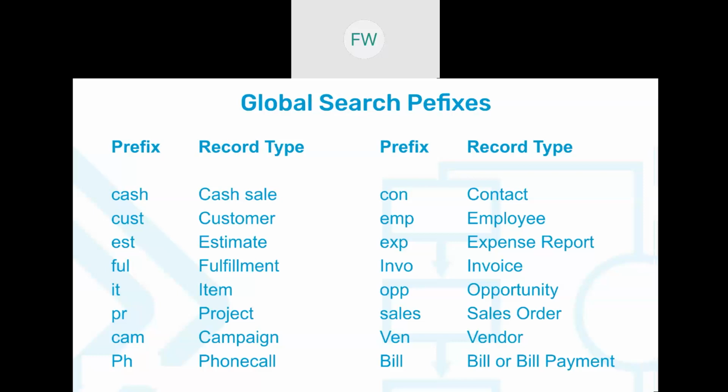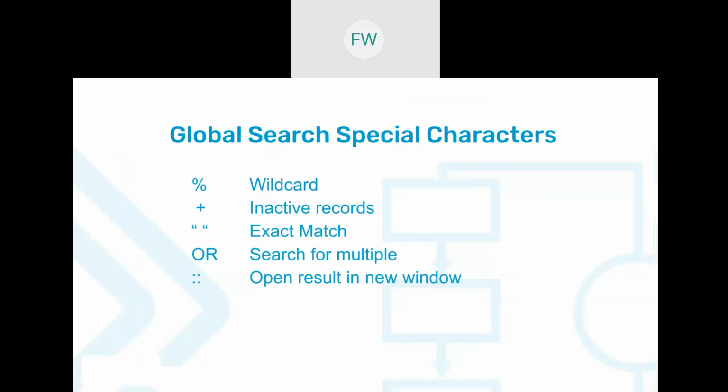Next to these prefixes, you can also use some special characters. Now, some of them you might know, some of them you might not know, but I'm going to walk you through them just to show you how they work. So percentage sign for wildcard, a plus for inactive records, a text indicator for an exact match, and a double colon. Now, how do these work in NetSuite?